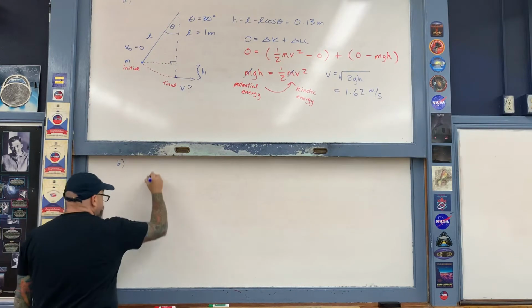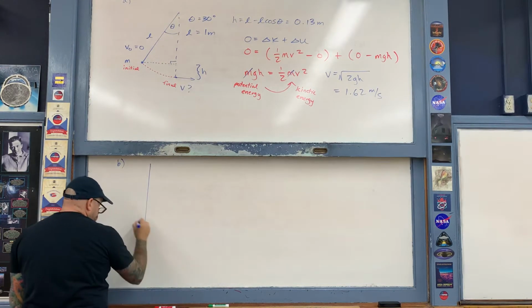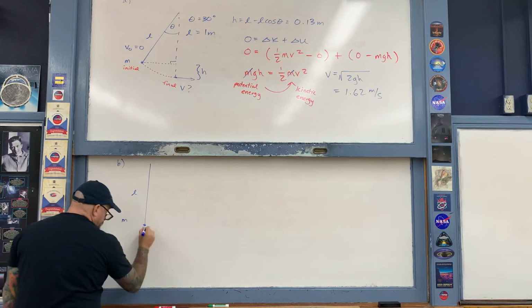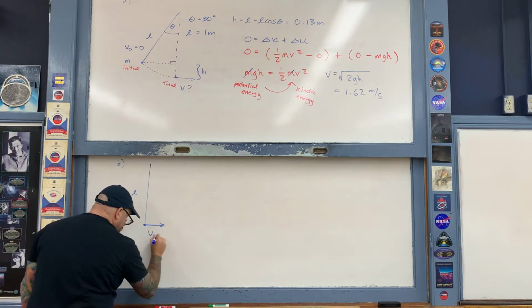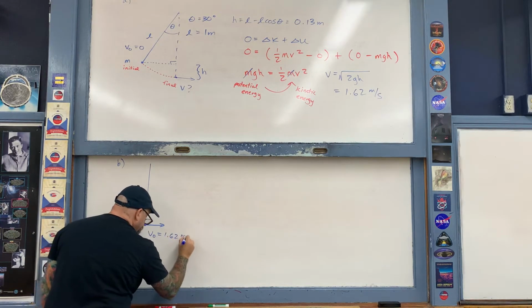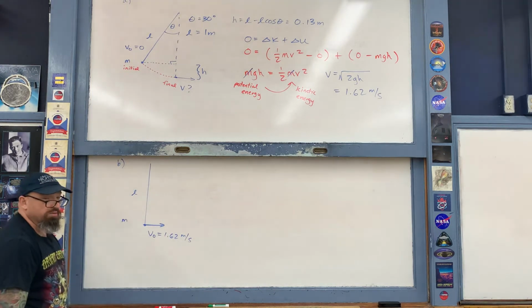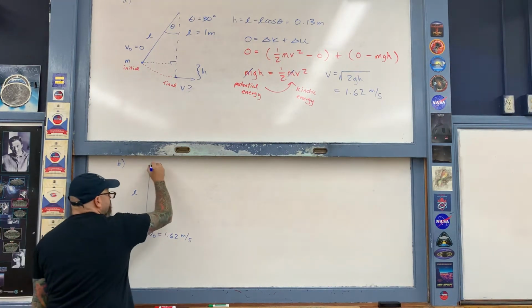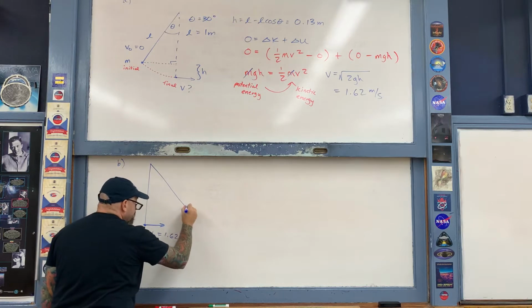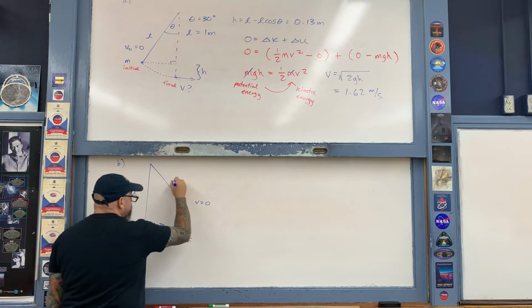Okay, so let's set up part B in the following way. So now what we're going to do is start with our mass m and length L like so, and then we're here at the bottom of the swing with an initial speed equal to the 1.62 meters per second that we calculated a few moments ago. And then the end of the problem here in part B will look like this. The object will come to rest here for an instant like so.